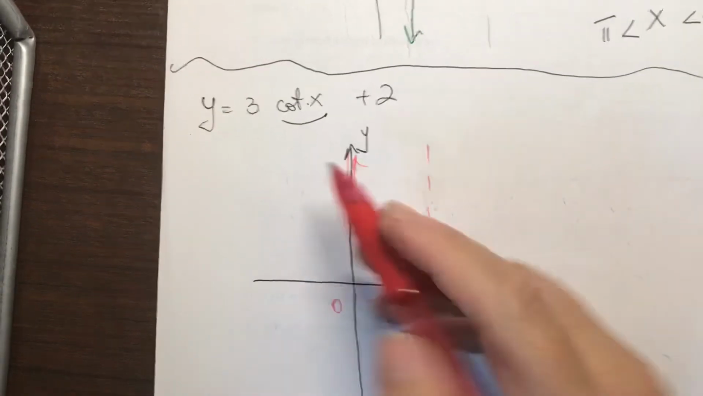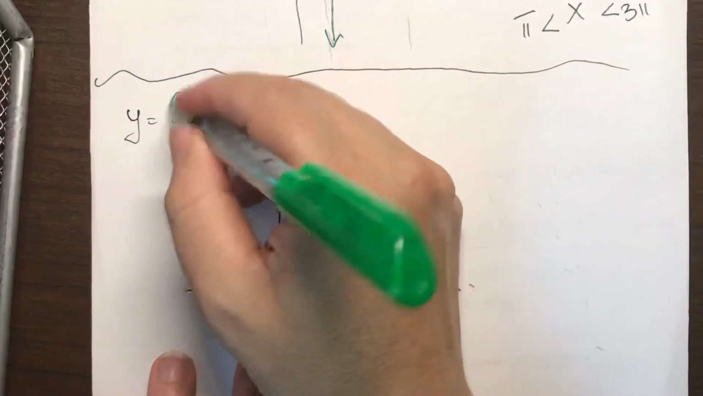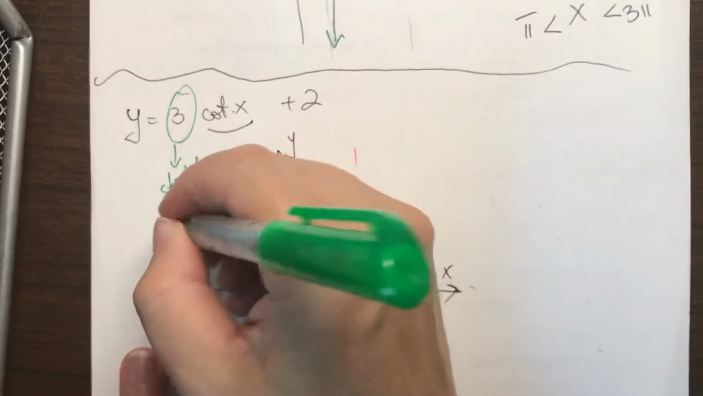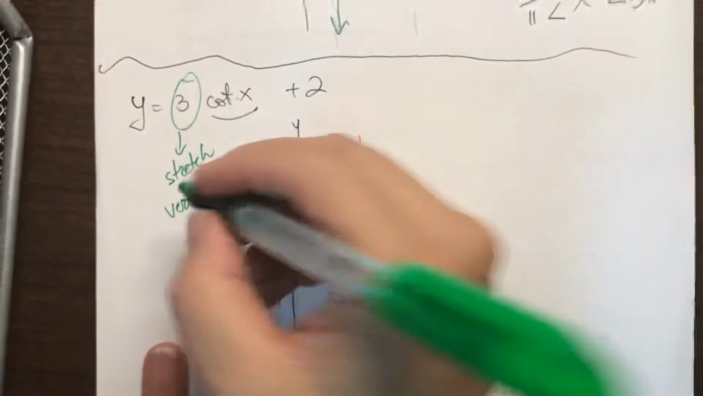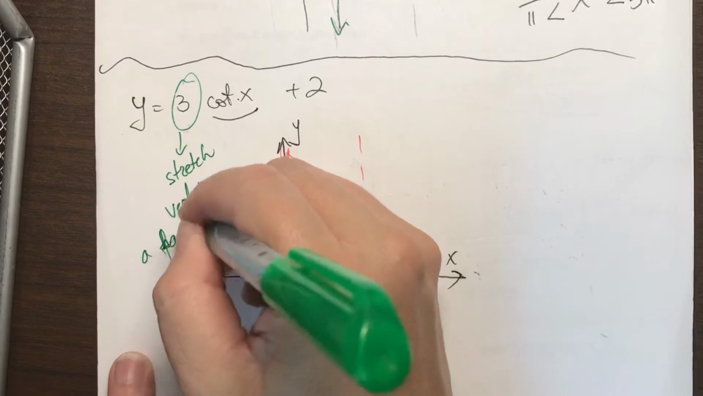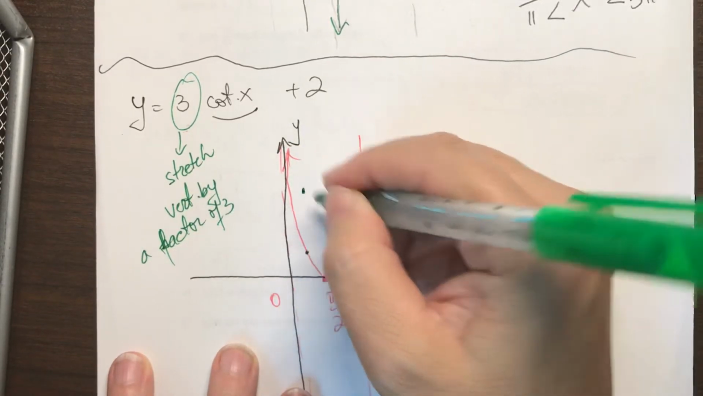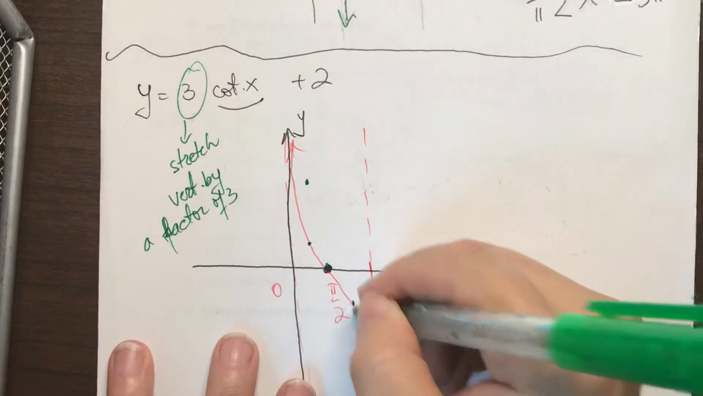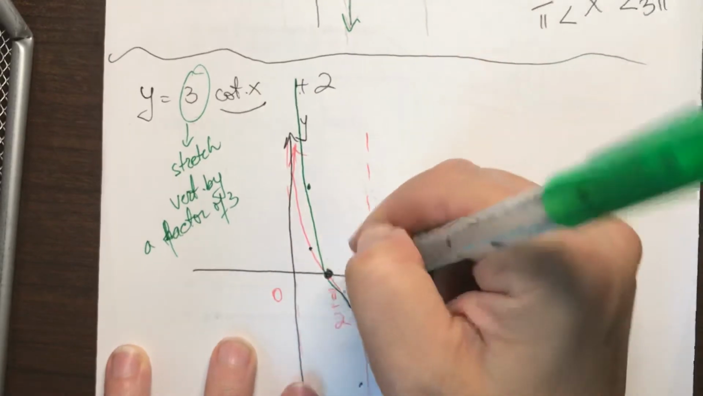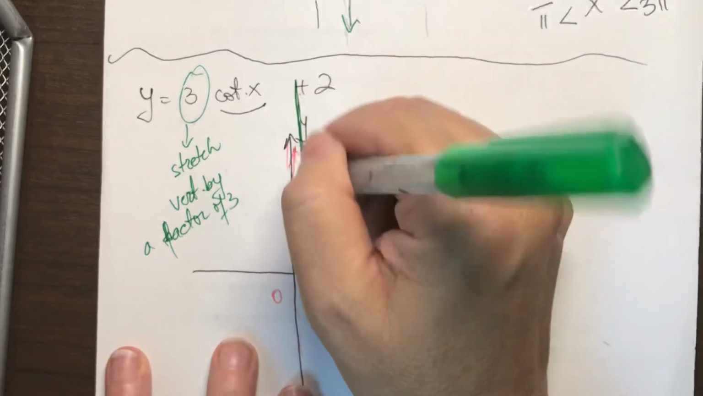Now, what is the 3 value going to do with this? The 3 will simply stretch this graph vertically by a factor of 3. So in other words, this value here is going to get 3 times larger. The 0 stays at 0. This value here will get 3 times larger. So the graph will be, well, super stretchy.